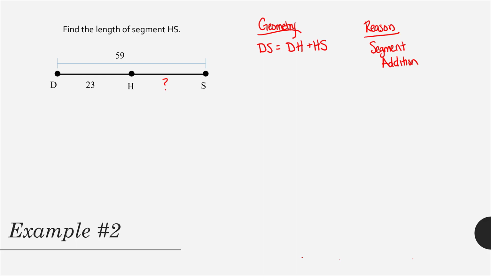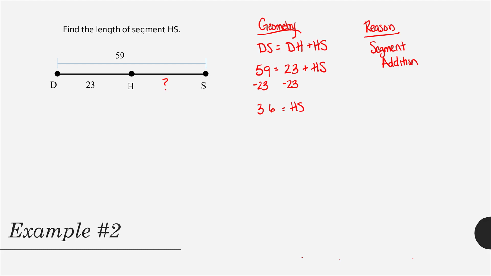Now we're just going to go through and plug in the values. DS in this diagram is 59. DH is 23, plus HS. You could put a variable there if you choose, or you can just leave it as HS. Now when I solve this, I want to get HS by itself, so I'm going to subtract 23 on each side. So HS would equal 36. So that's segment addition 101.